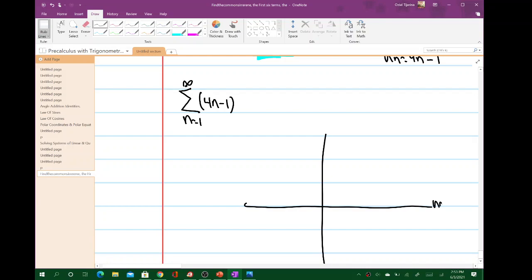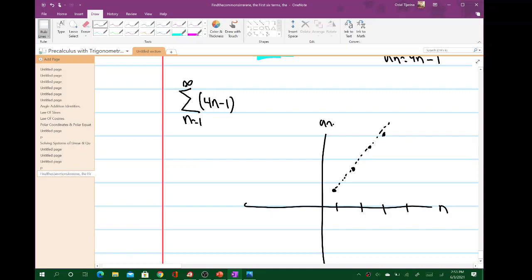Let's say that this is n, and this is a sub n. So we go 4 times 1 minus 1, that's 3, so it's right here. I'm going to just do a few points. 4 times 2 minus 1 is 7. So like this, right? And we know that this is a linear term.